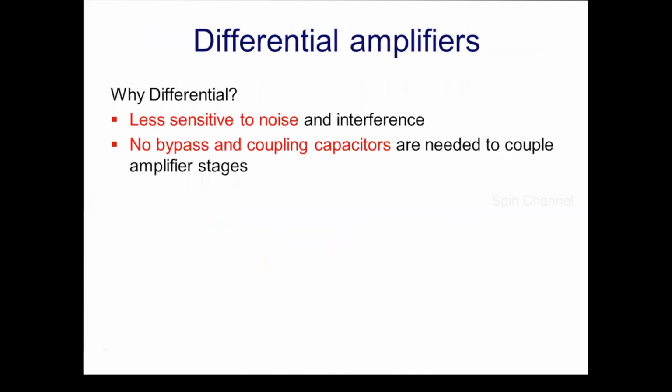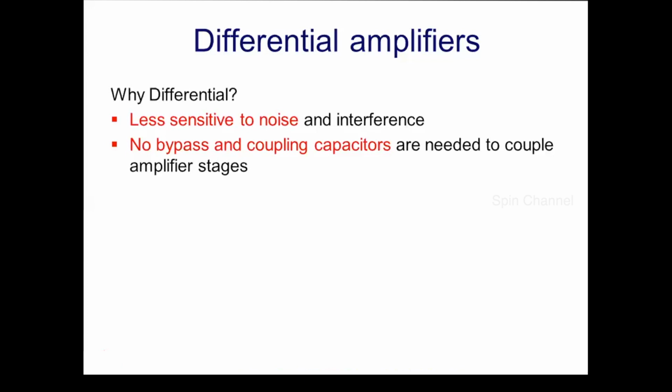Basically, there are two reasons for using differential in preference to single-ended amplifiers. First, they are less sensitive to noise and interference, as we have seen now. And the second reason is that no bypass and coupling capacitors are needed to couple the amplifier stages.